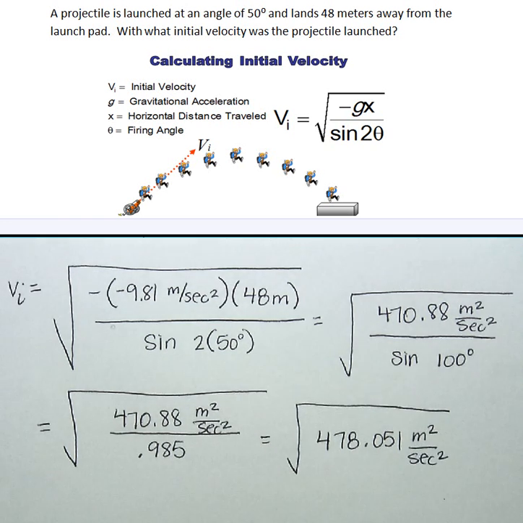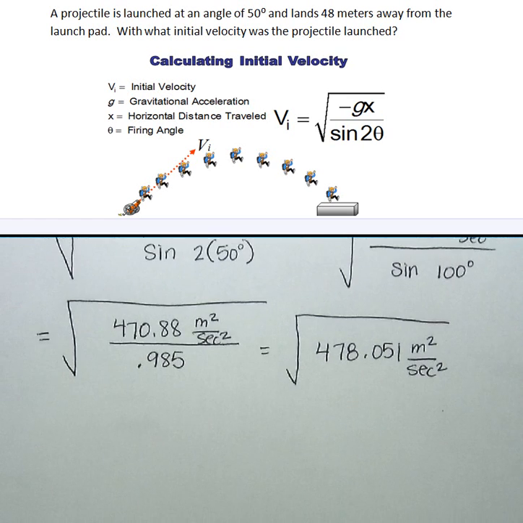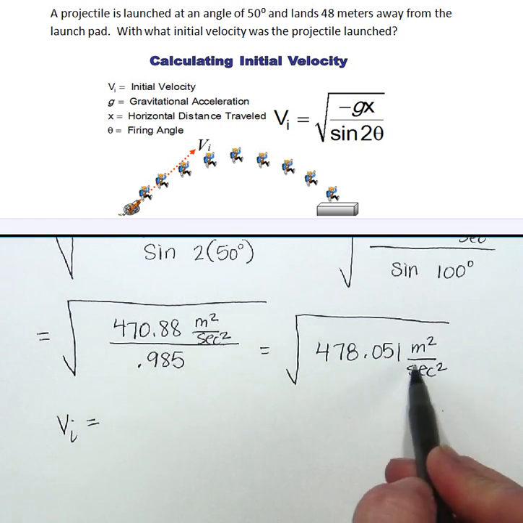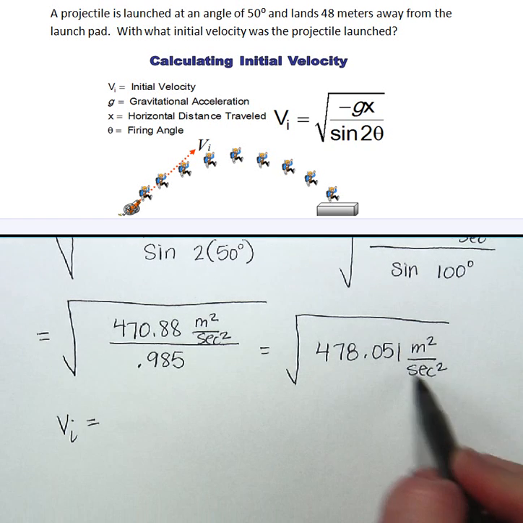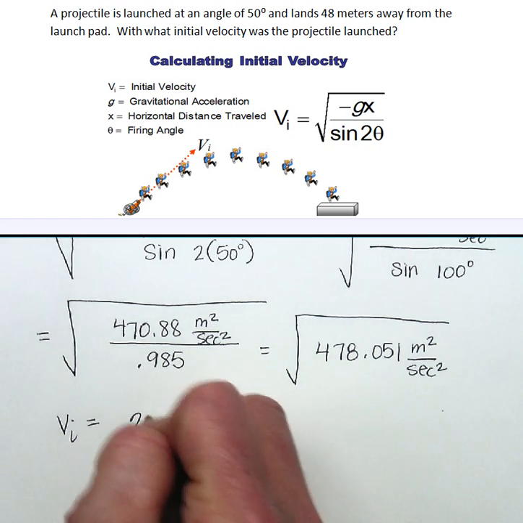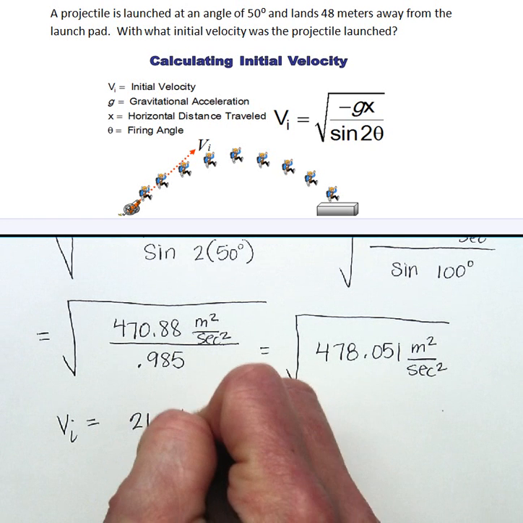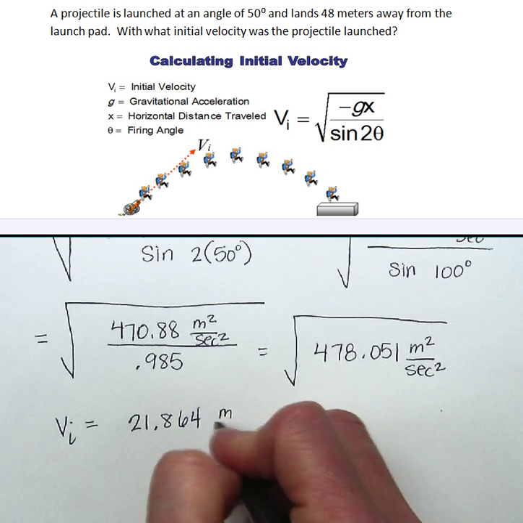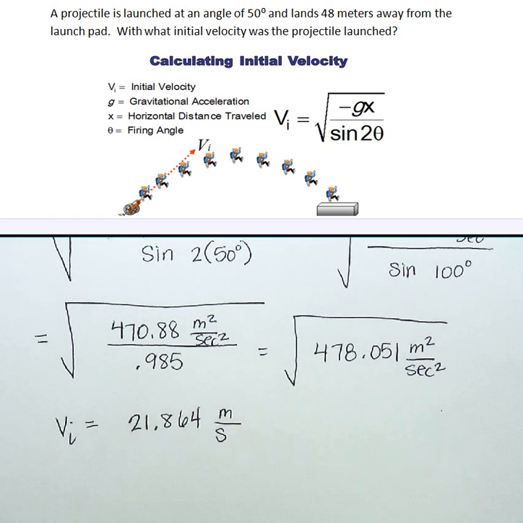And finally, to get my initial velocity, I am going to take the square root of this number right here and of my units. So the square root of 478.051 is 21.864, and the square root of meters squared is meters. Square root of seconds squared is seconds. So my initial velocity was almost 22 meters per second.